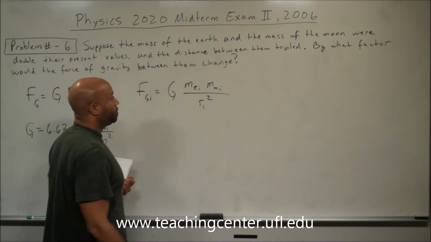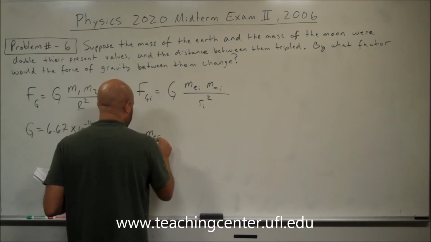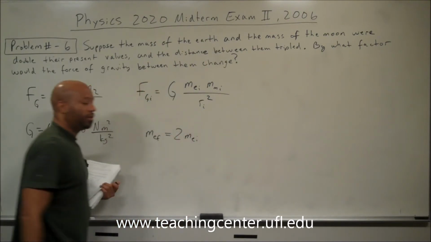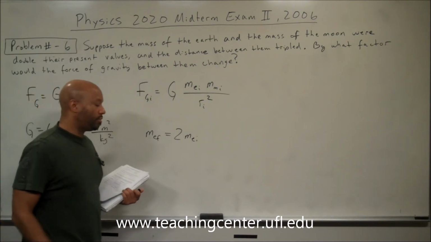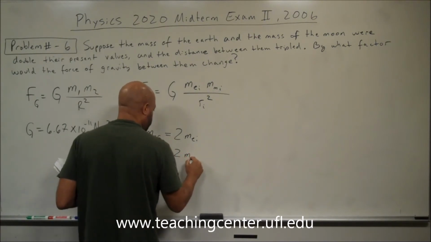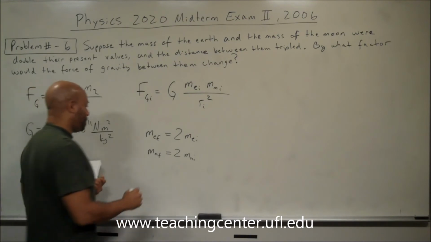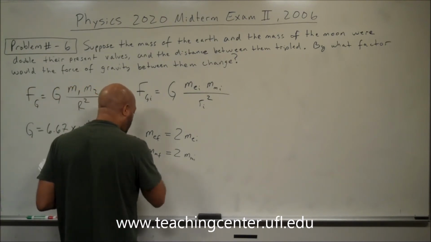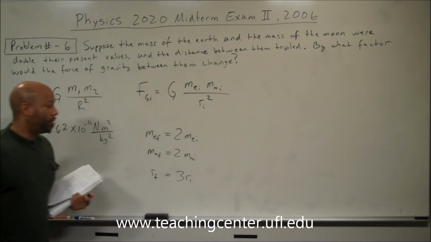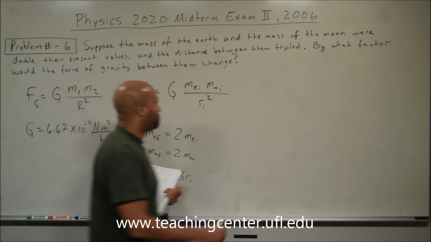Okay? And so we know that if we double the mass of the Moon and the mass of the Earth, that means that the final mass of the Earth is equal to 2 times the initial mass of the Earth, because we're just going to double the mass of the Earth. And we know that the mass of the Moon, final, is equal to 2 times the mass of the Moon, initial. Okay? And we know that the final distance between them is going to be 3 times the initial distance. Alright, and given these relationships, we can find the final gravitational force between them.